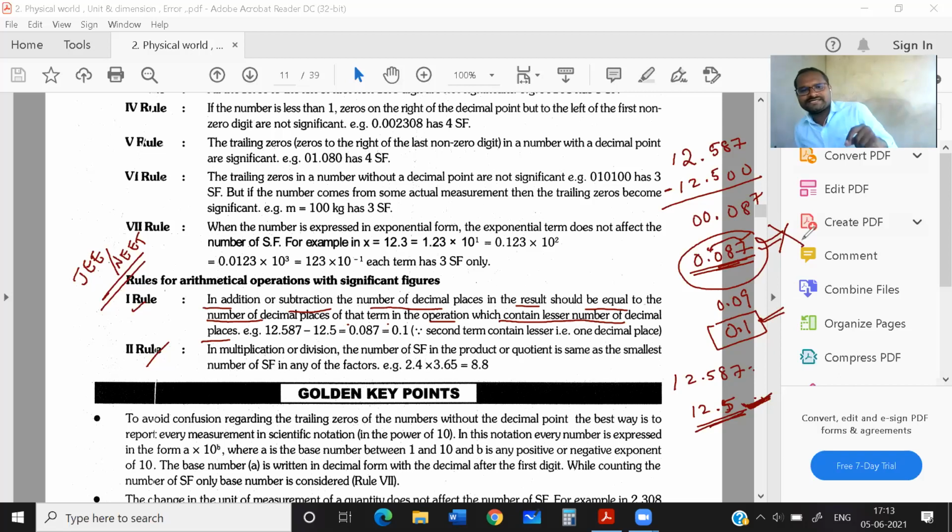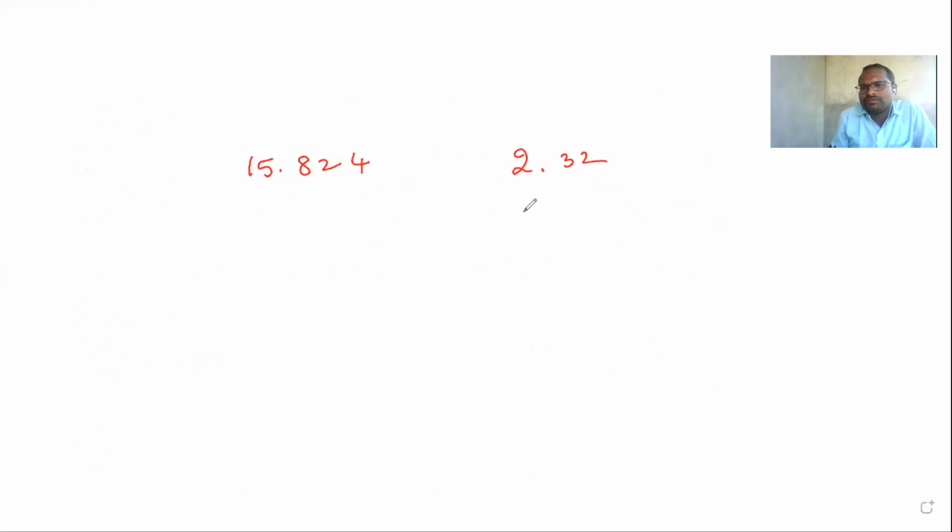Here, I'll give you one example. Let us see how many of you will solve that example. Yes, here is your example. See students, I am giving you two numbers, 15.824 and 2.32. If you subtract these two numbers, what will be the result?